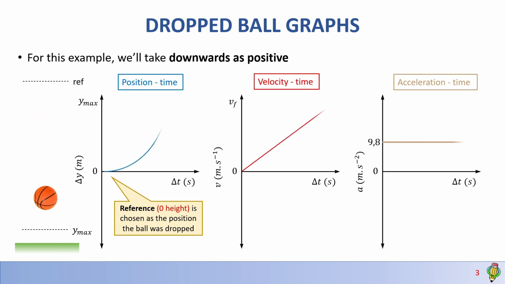The position time graph is a parabolic graph with the gradient representing the instantaneous velocity at any time interval. The velocity time graph is a straight line with the gradient representing the acceleration of 9.8 meters per second squared. The acceleration time graph is a straight line with zero gradient.